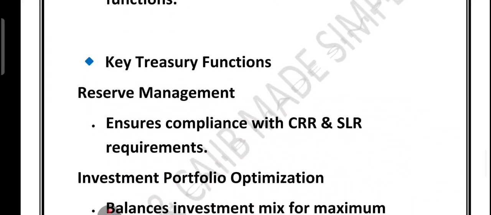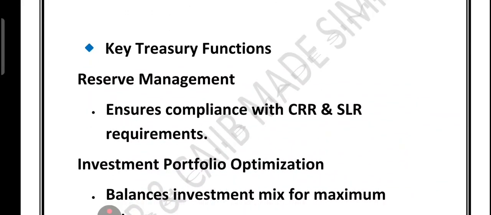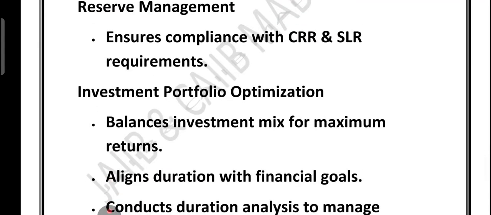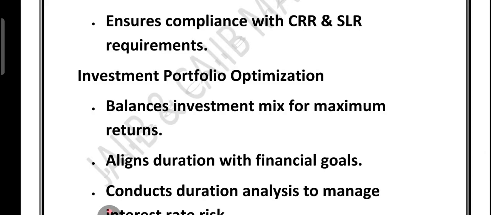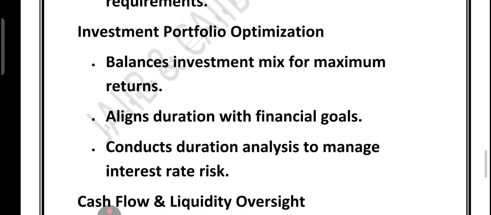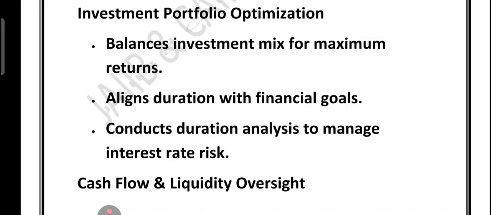If you look at the key treasury functions, first of all, reserve management, which ensures compliance with the CRR and SLR, keeping the bank liquid and safe as per the regulatory norms. Second is portfolio optimization, which means we balance our investment for return maximization. We align our investment duration with the financial goal. First of all, we have a goal. Similarly, we align our investment duration accordingly, and we conduct duration analysis. Why? To manage interest rate risk.